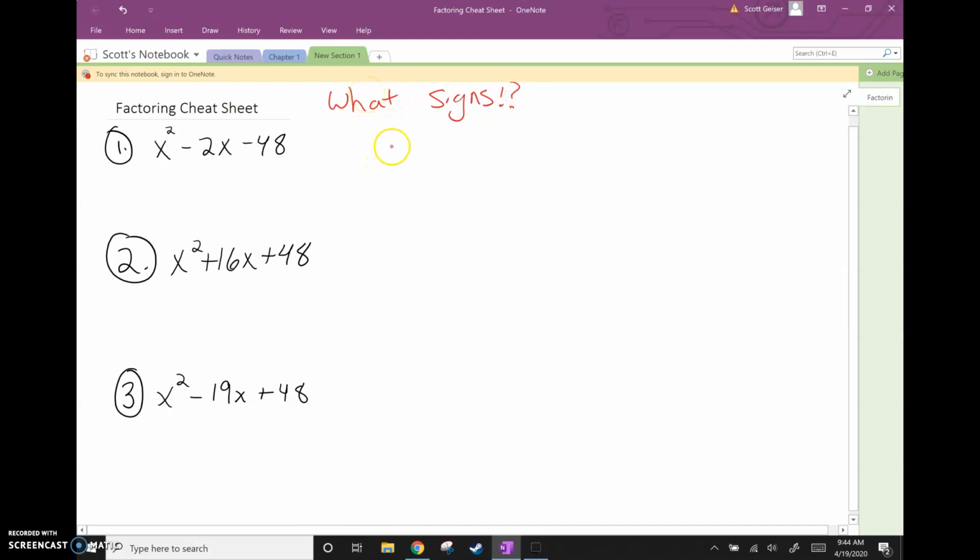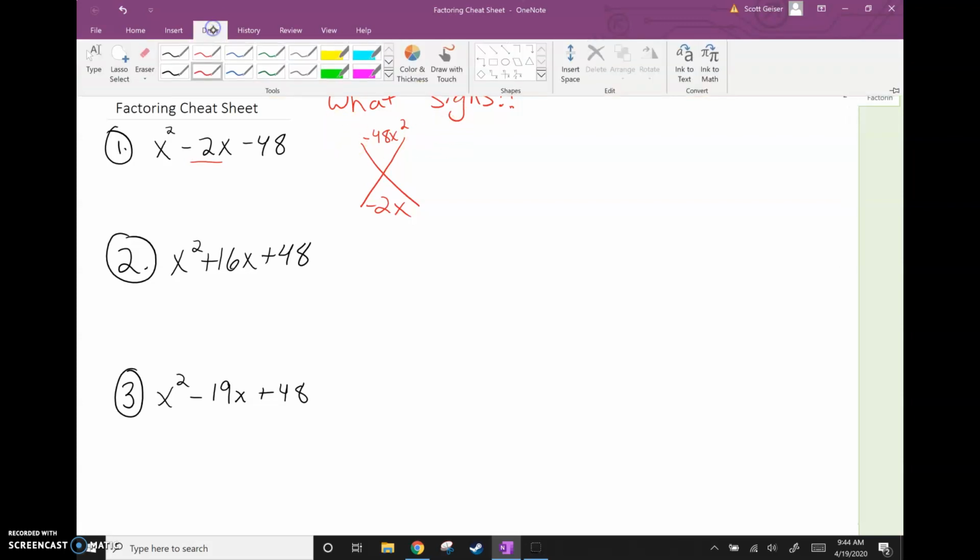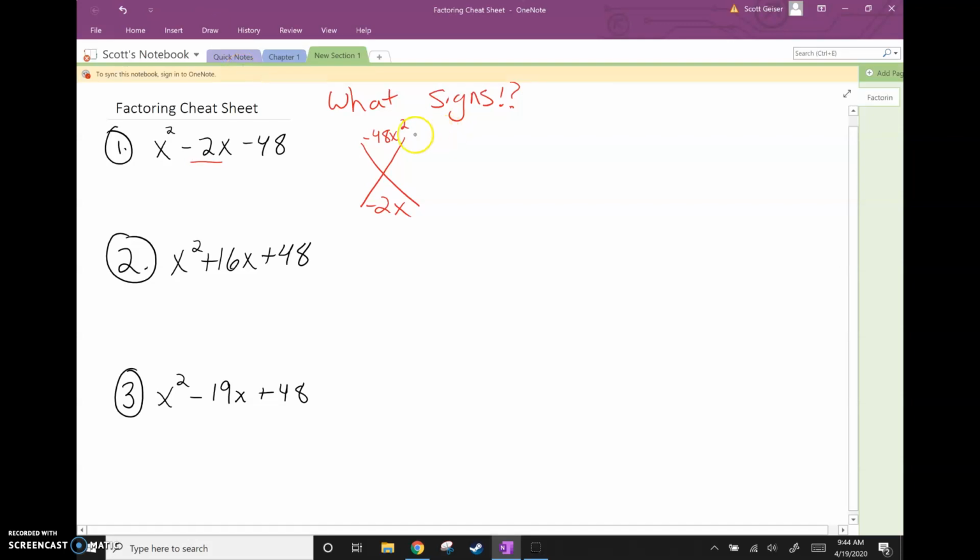So for this, whenever I do my diamond, I'm going to do the first times the last, x squared times negative 48. Negative 48 x squared would be up here. This will be the bottom part, negative 2x. Since I'm multiplying to a negative number up top, the signs are going to have to be different. So one of each, one plus, one minus. For this, I need to figure out what multiplies to 48 and adds to 2.